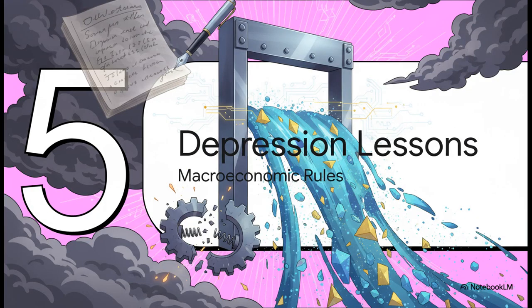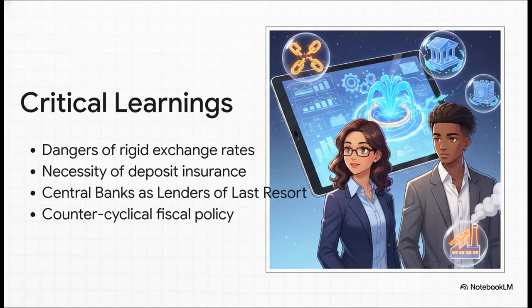All right, part 5, lessons from the Depression. This is the absolute core of it. The tragedy of the 1930s forced a total rewrite of the rulebook for modern macroeconomics. We can distill those massive, complex historical learnings into a few critical rules that govern us today.